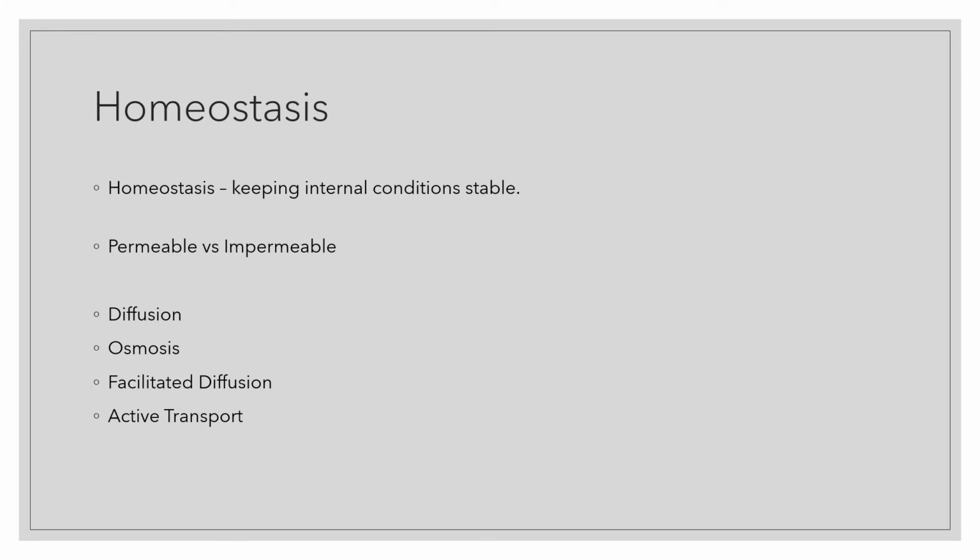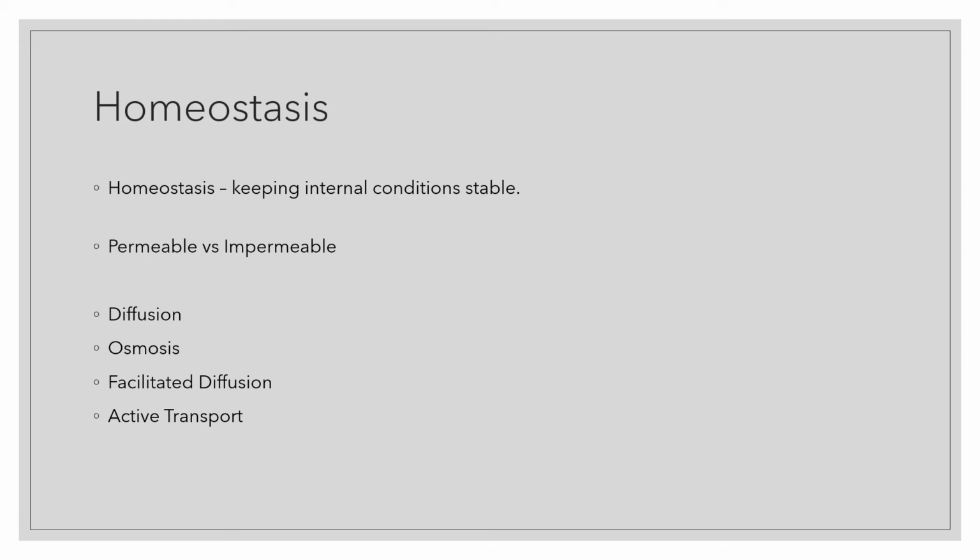Then we have impermeable, which means unpenetratable. Okay, so it's basically a big solid wall. Nothing can come in and nothing can come out. So again, these are talking about things for the cell membrane. So the next part of this, we're going to talk about how things go through the cell membrane.